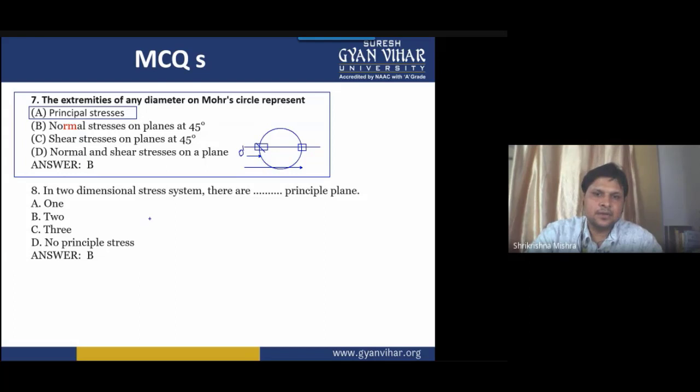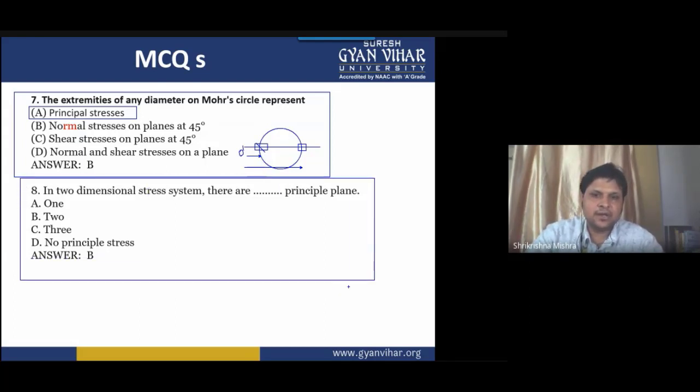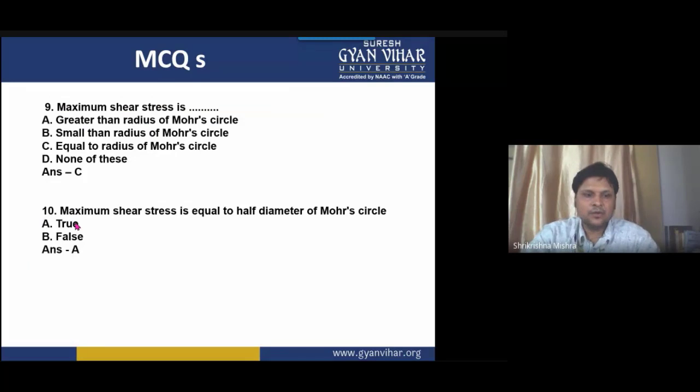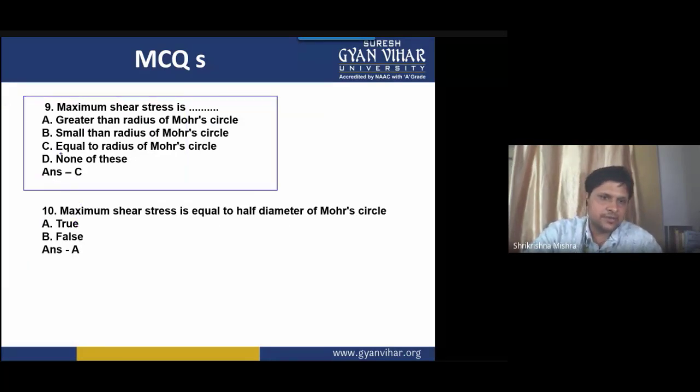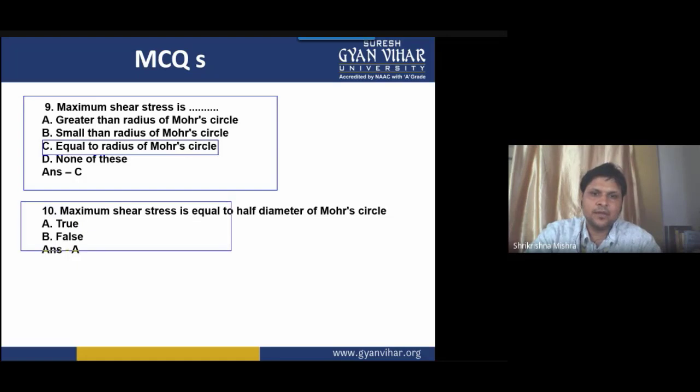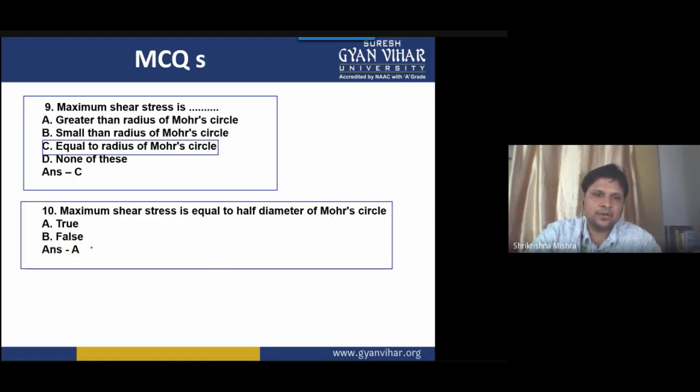All right. And coming into MCQ number 8, in a two-dimensional stress system, we all know you have two principal planes. Question number 9, maximum shear stress is, we all know maximum shear stress is equal to the radius of Mohr circle. 10th question, maximum shear stress is equal to half the diameter of Mohr circle. Yes, this line is correct. So all the multiple choice questions we have done.